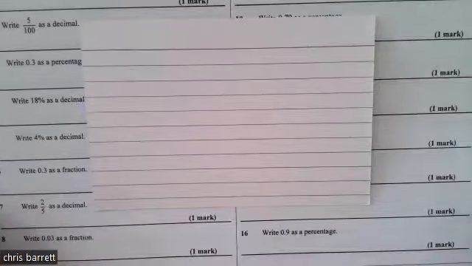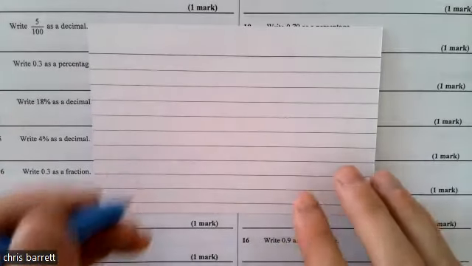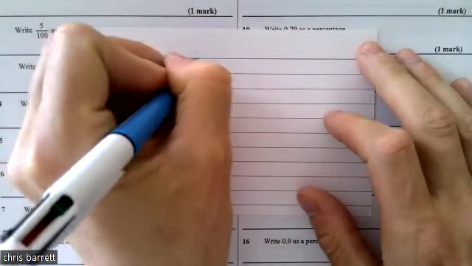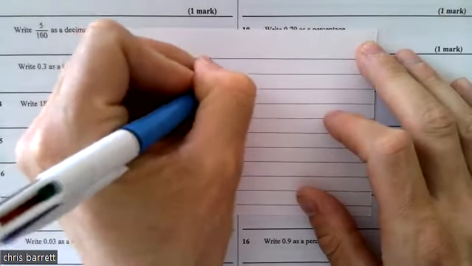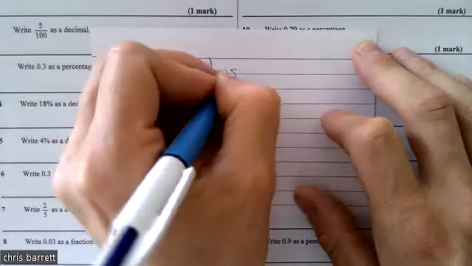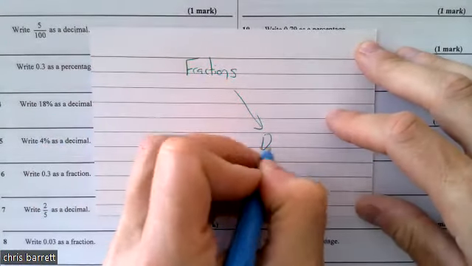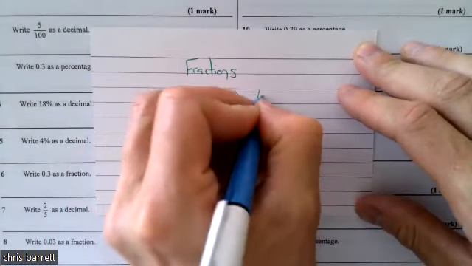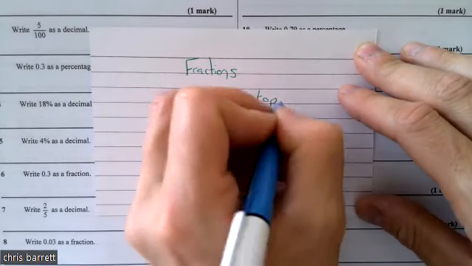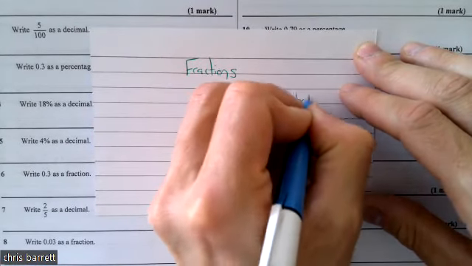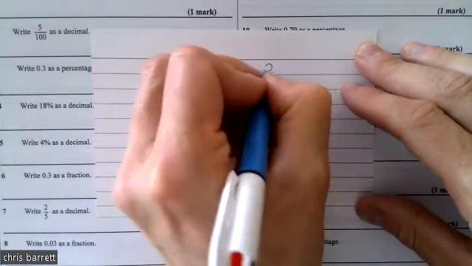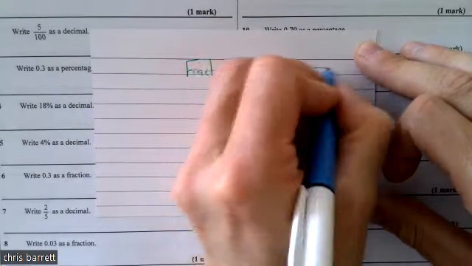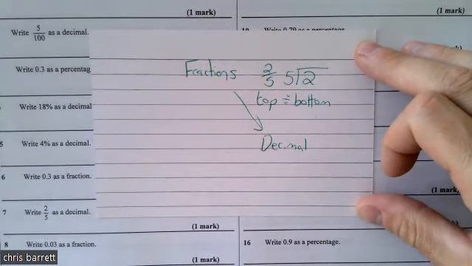Okay, on this sheet, we're going to be looking at converting between fractions, decimals, and percentages. So first thing we can be looking at is this triangle. So we've got fractions, comes down to decimals. To get from a fraction to a decimal, we do our numerator, which is the top number, divided by the bottom. For example, if we had 2/5, that would be 2 divided by 5.